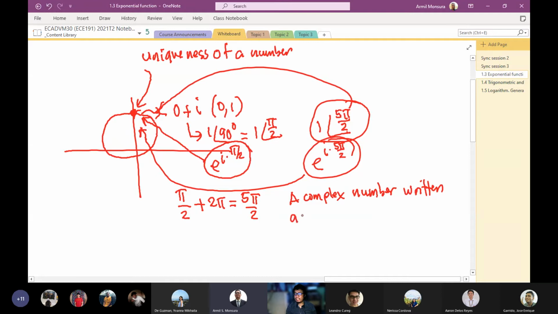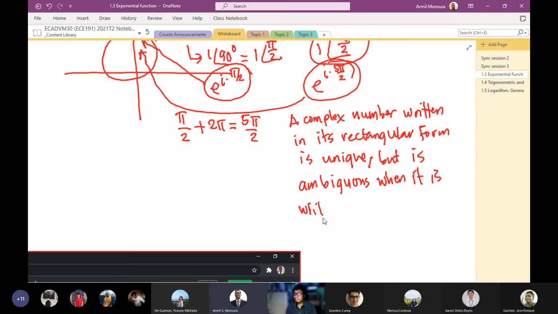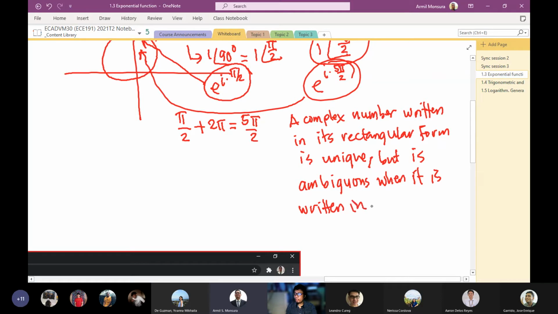A complex number written in its rectangular form is unique, but is ambiguous when it is written in polar or exponential form. Okay? So you have to understand that.